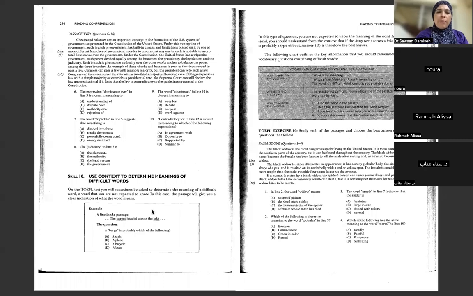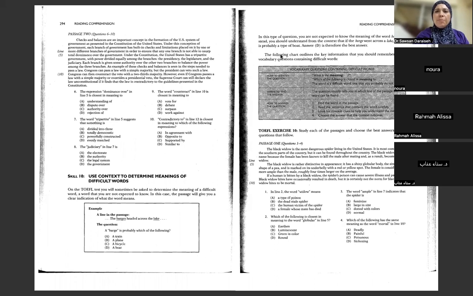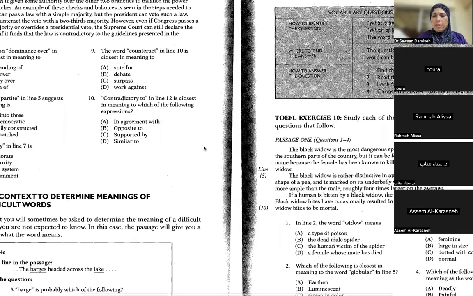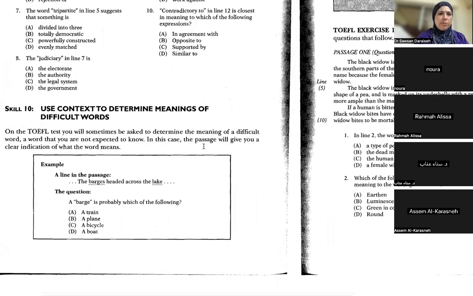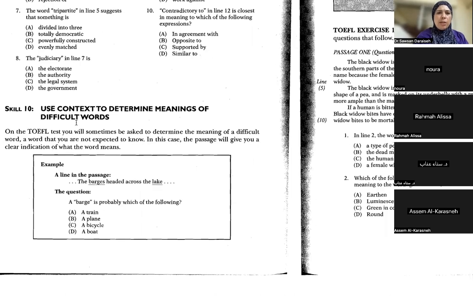Welcome back, everybody. Inshallah, today we're going to discuss a new skill. It's a new old skill. Why new old? Because I have begun discussing it last time. And let me say we did not finish up this skill because it was not the intended skill. But anyway, this skill is all about learning the meaning of words or difficult words. Use context to determine meanings of difficult words.